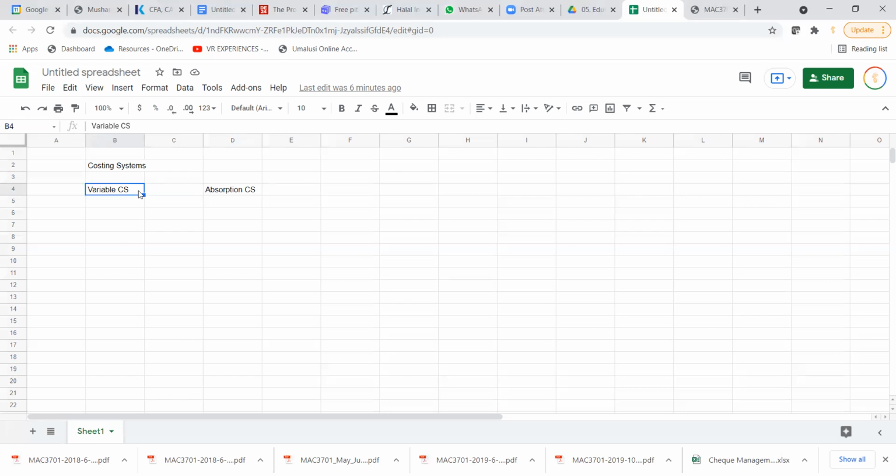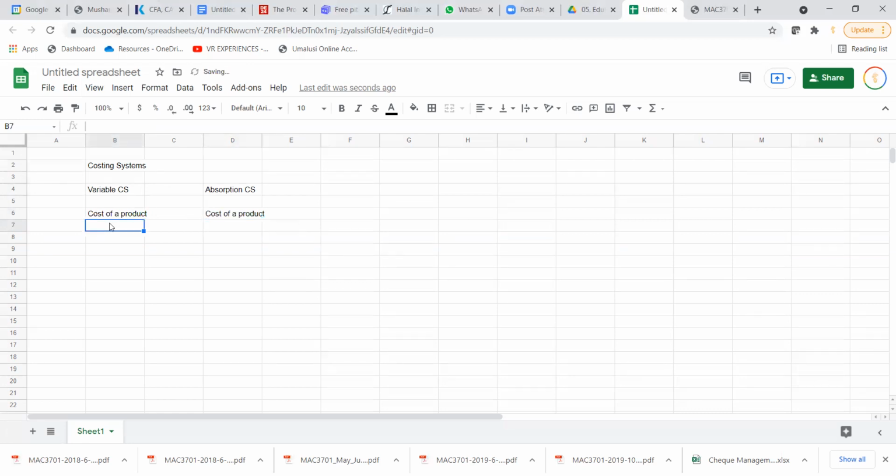So let's have a look at how this plays out. If you had to do an income statement, it would look as follows. Actually, let's first start off with the cost of a product. The cost of a product will look as follows.